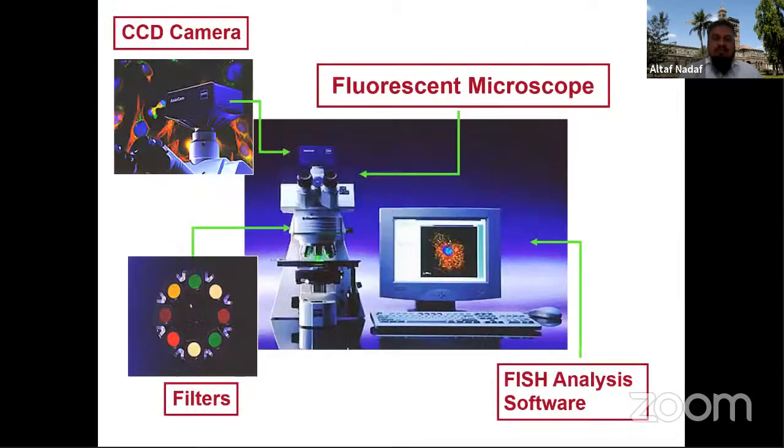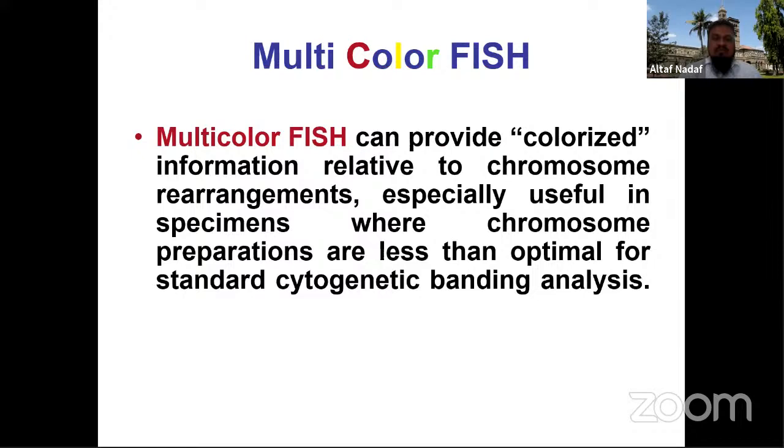Then we can visualize. So this is the fluorescent microscope you have. It has a monitor attached, so you can visualize the cell directly on the monitor. At the 7 o'clock position you have these filters here, different appropriate filters you can use. You have the CCD camera placed on top of the microscope here, and you can take pictures using the CCD camera, and also have the images on the monitor. This computer has FISH analysis software that helps you to effectively analyze your chromosomes. Okay.